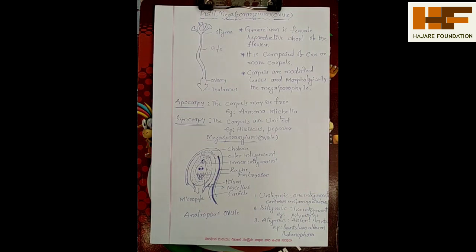So now in this class we have to discuss the pistil and megasporangium. The megasporangium we also call the ovule.